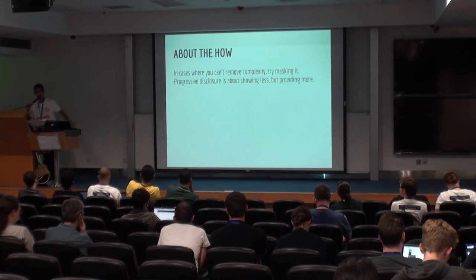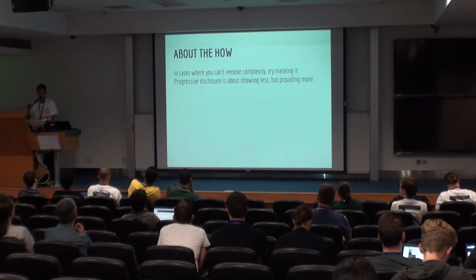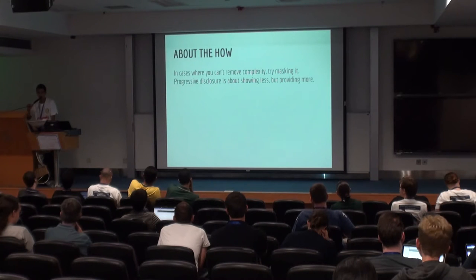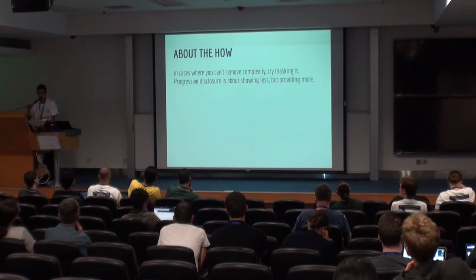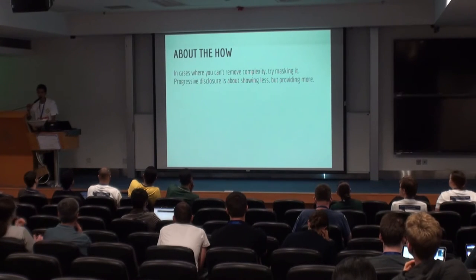And this is the final page, and the most important one. This is what it's all about. In cases where you can't remove complexity, try masking it. Progressive disclosure is about showing less but providing more.